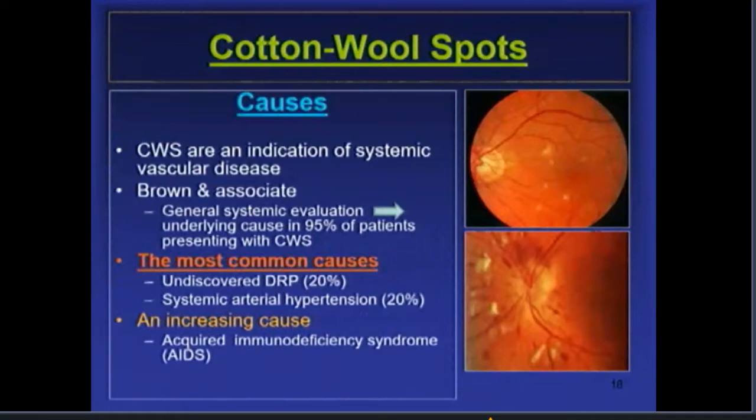Causes of the cotton wool spot: usually an indication of systemic vascular disease in general, either ocular or systemic, and a general systemic evaluation has the ability to discover the cause in 95% of patients presenting with cotton wool spot. The most common causes are undiscovered diabetic retinopathy in 20% of the patients, and systemic arterial hypertension in 20% of the patients. And nowadays, we have acquired immune deficiency syndrome as one of the causes of cotton wool spot.